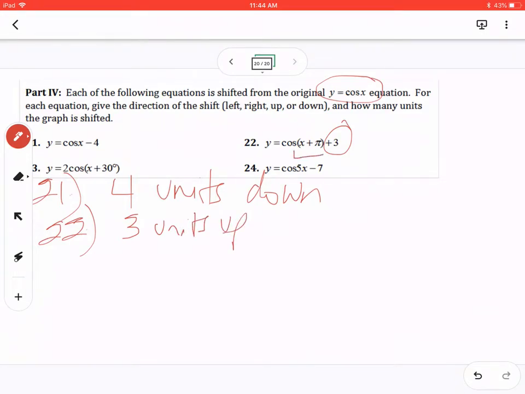But inside parentheses controls the phase shift or the horizontal movement. And we see how x plus pi. And when we have x plus a number, we're going to the left. So this is going left pi units, which is 180 degrees, since the x represents the angle measurement.